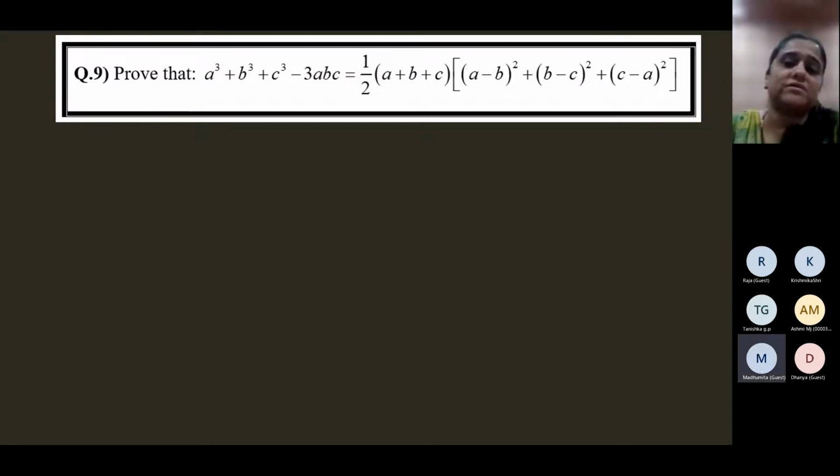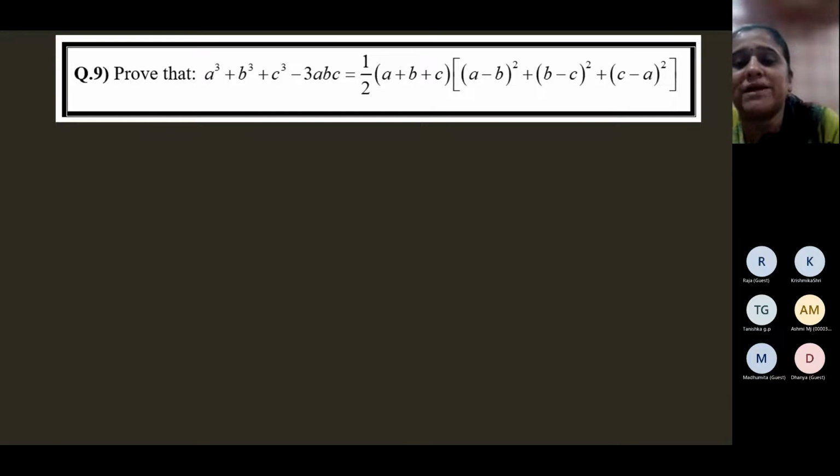So here we have to prove that a cube plus b cube plus c cube minus 3abc is equal to half of a plus b plus c into (a minus b) the whole square plus (b minus c) the whole square plus (c minus a) the whole square.